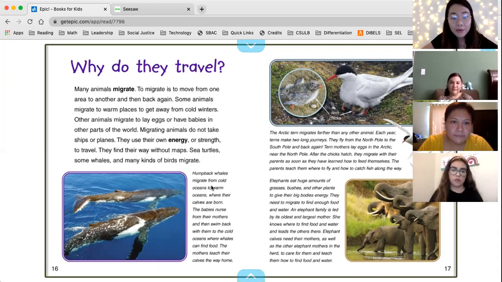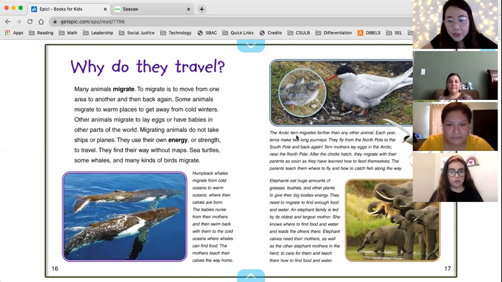So that was our main text, and I'm going to read the text feature here. Humpback whales migrate from cold oceans to warm oceans where their calves are born. The babies nurse from their mothers and then swim back with them to the cold oceans where whales can find food. The mothers teach their calves the way home.